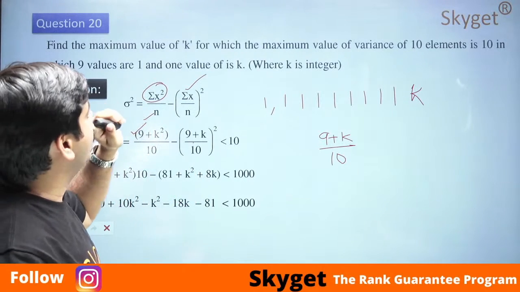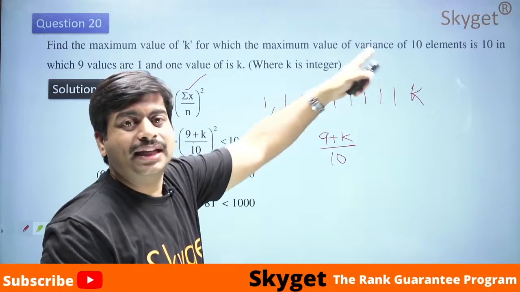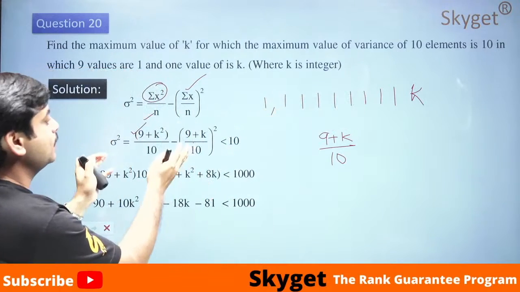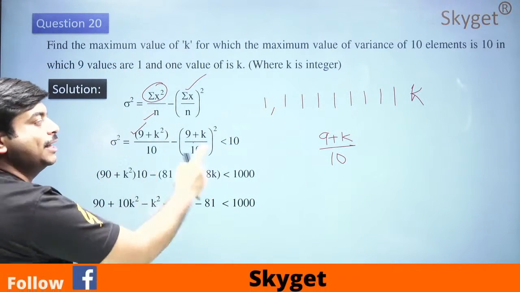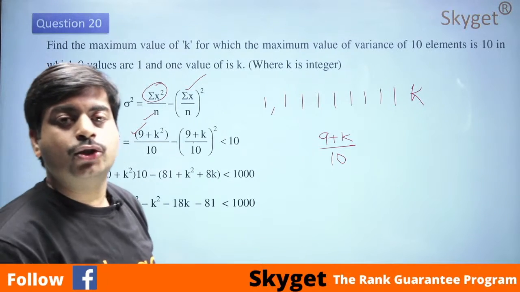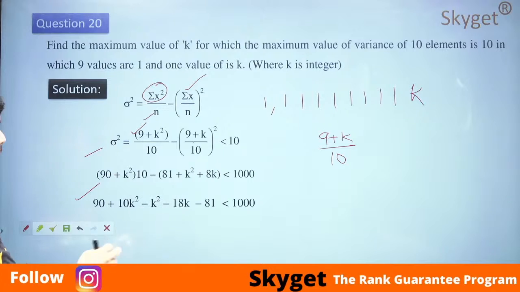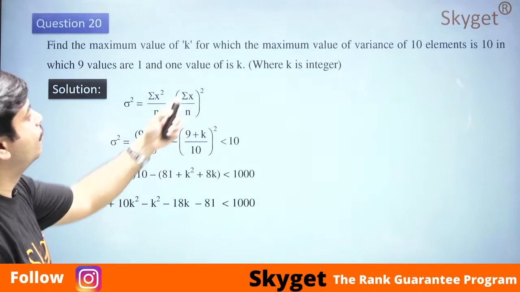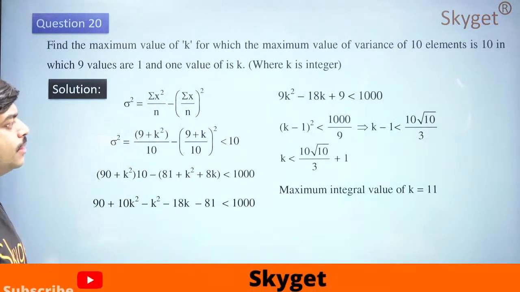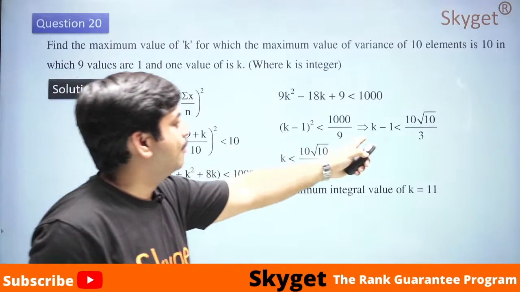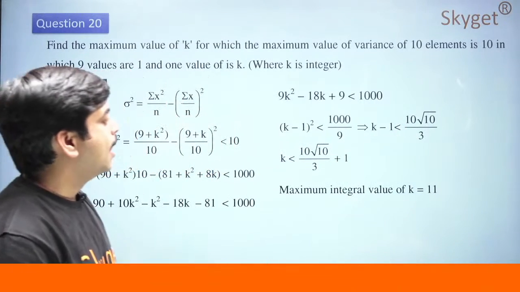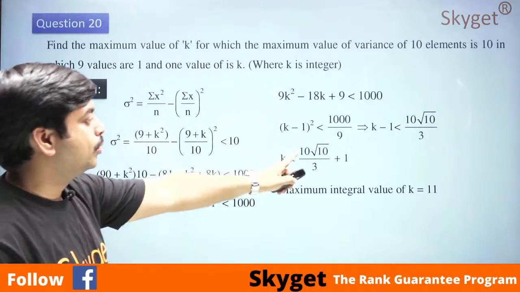Given that the maximum value of this is 10, that means sigma square should always be less than 10. Once you solve this equation, you'll get the value of k. Find the value of k. Once you solve this, you'll get k minus 1 is less than 10 root 10 by 3, and you'll get k is less than 10 root 10 by 3 plus 1.